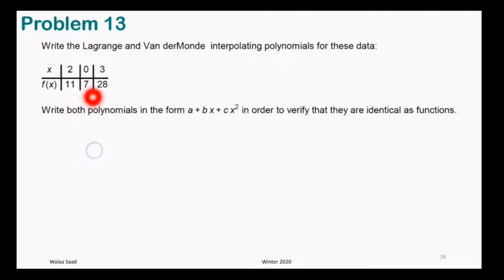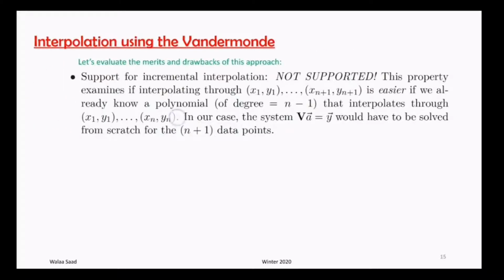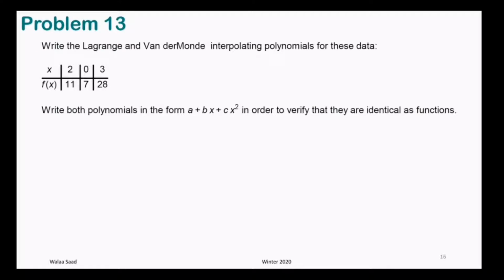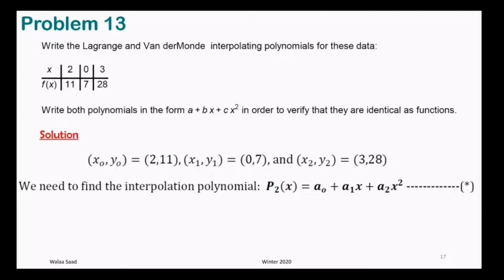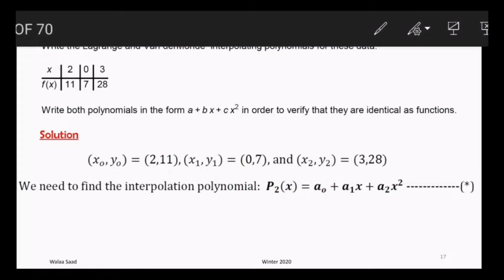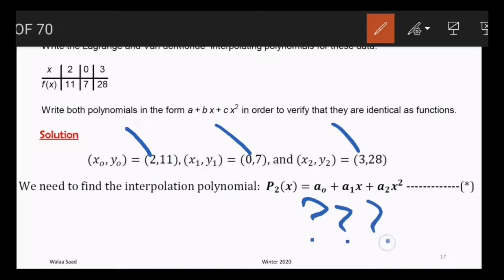In problem 3, we are required to find the Lagrange and Vandermonde for the given data set. So for the Vandermonde, like we discussed, we will establish the equations using the given set of points x0, y0, x1, y1, and x2, y2 for interpolating into a quadratic polynomial. Let's think about what the unknowns are. We are given x0, x1, and x2. So the unknowns are the coefficients a0, a1, a2.